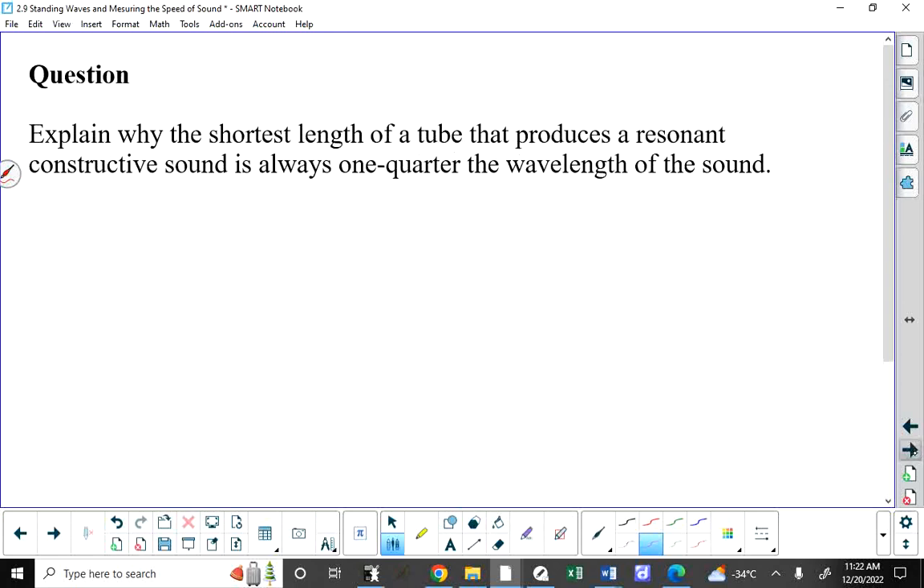But here's the question, which is going to lead us to the lab activity that we're going to be doing together here today. Why is the shortest length of a tube that produces a resonant, constructive sound always 1/4 of the wavelength? So if I start up here with a length of the tube, and by the way, remember the length of the tube is the amount of air in the tube. The sound reflects off of the water. I'm going to go with this one again because it's nice and loud.